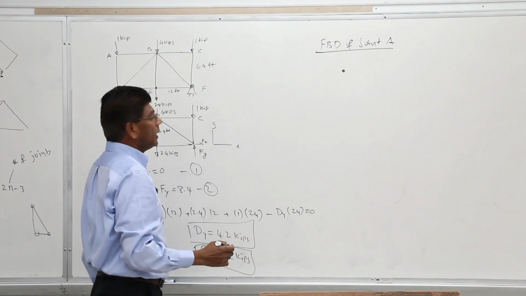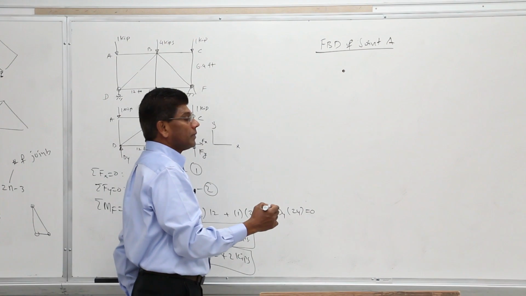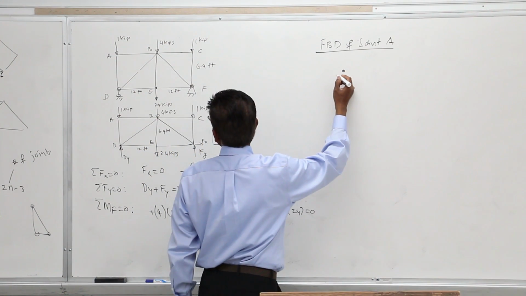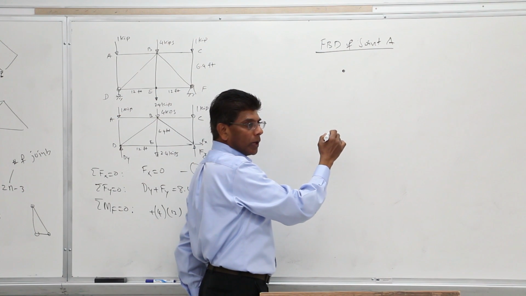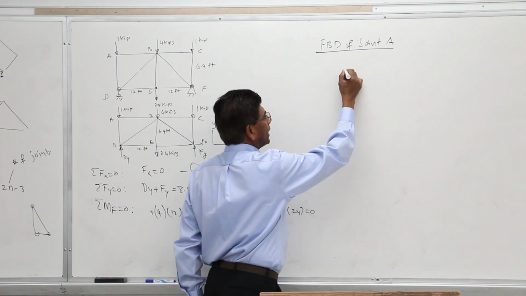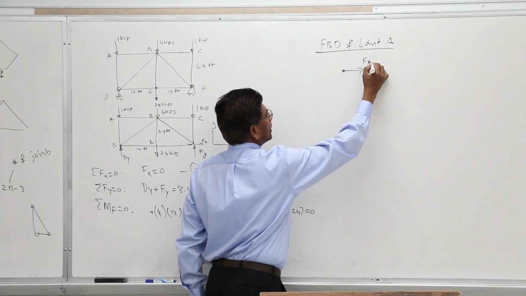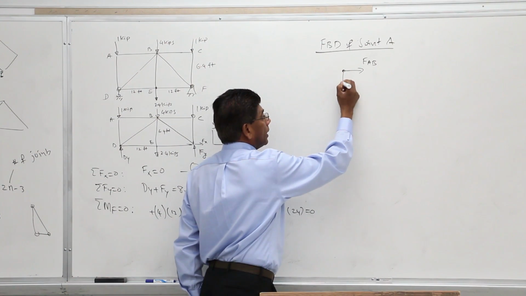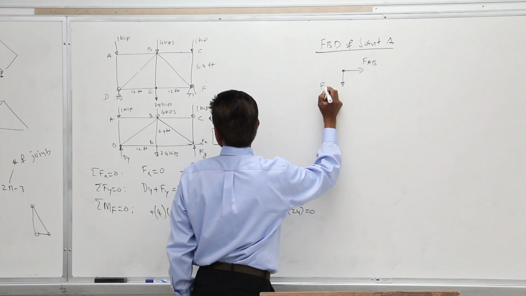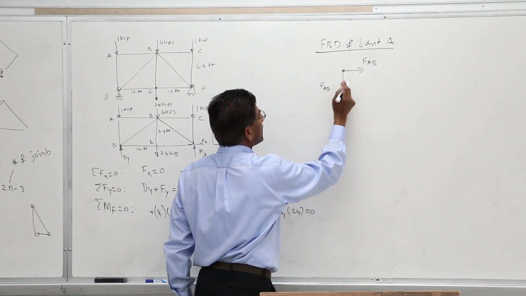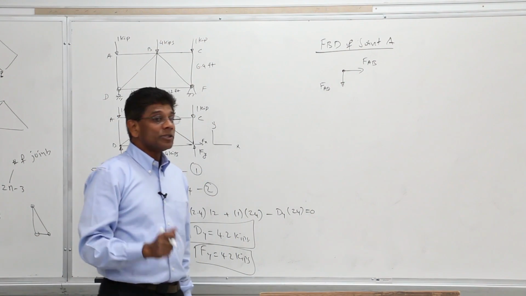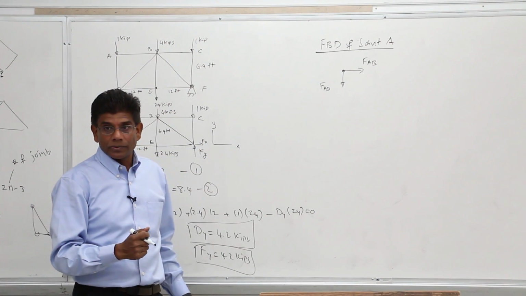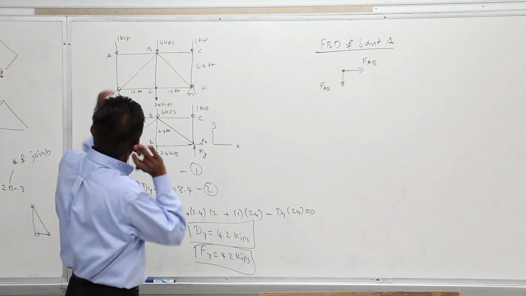That's my joint A. Can someone help me with this free body diagram first? Force in member AB going which way? To the right. Force in member AD. And the reason we are doing this is because we assume member AD and member AB are in tension. If it is not, we'll get a negative answer.